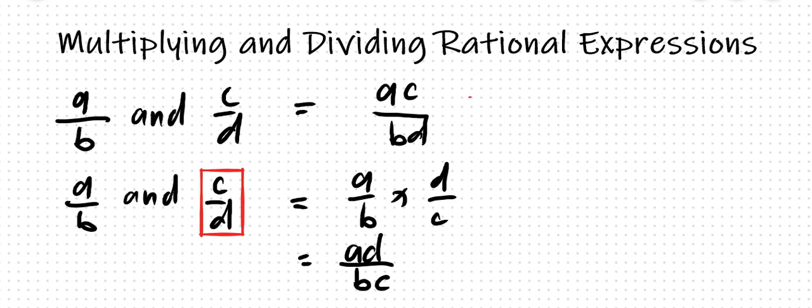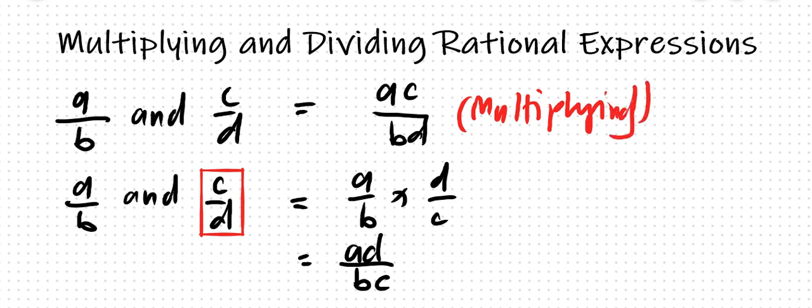Again, this one, multiplying. And then this one, dividing. Ito po yung rules. Again, divide. Ito, multiply. Okay, so let us study the examples below for multiplication.